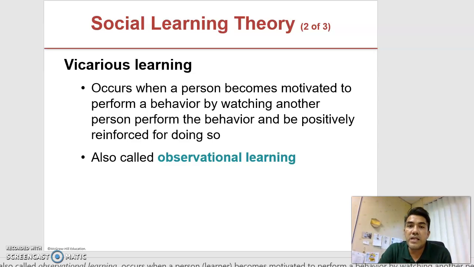So vicarious learning occurs when a person becomes motivated to perform a behavior by watching another person perform the behavior and be positively reinforced for doing so. This is also called observational learning. We look at how someone else is performing their job, and then we become positively motivated and positively reinforce ourselves in order for us to change that particular behavior.